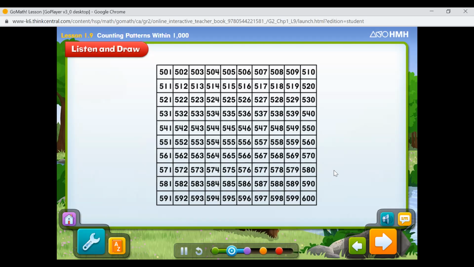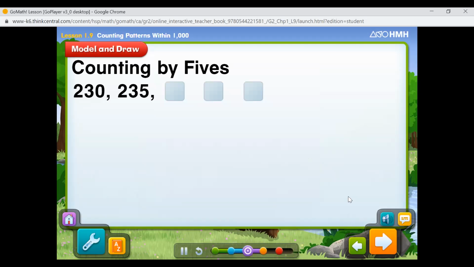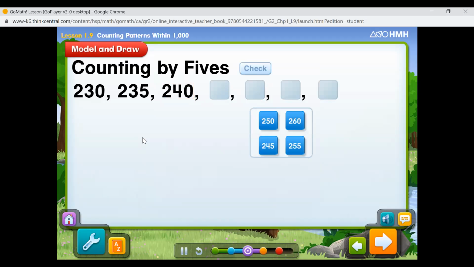This counting chart shows the numbers from 501 to 600. Think about counting by fives. What digits will change as you count? As you say each number, it is 5 more than the number before it. Drag the numbers to the blanks to continue counting by fives. Then use the check button.